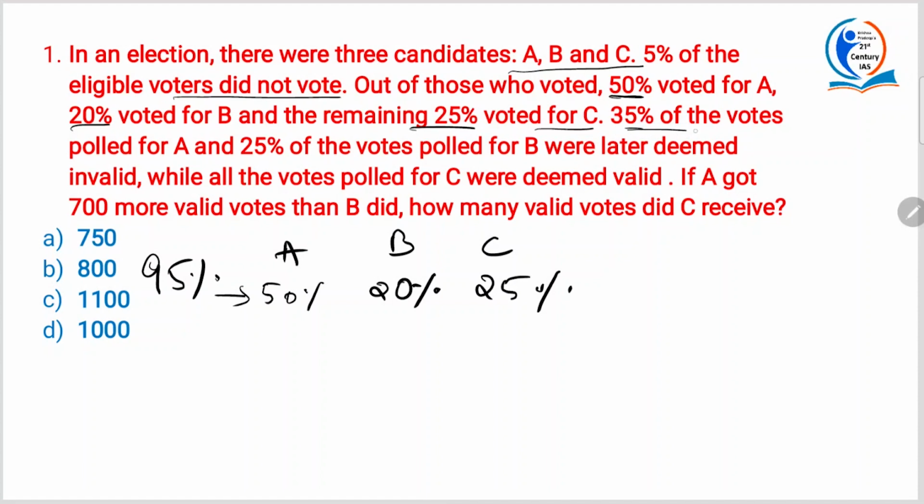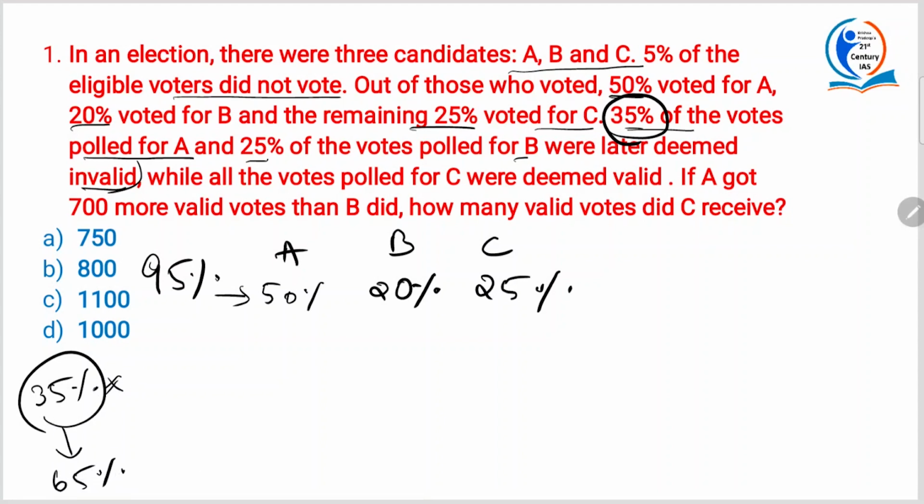Now, 35% of the votes polled for A and 25% of the votes polled for B were later deemed invalid. So 35% votes polled for A are invalid. Which means, what is the percentage of valid votes? 35% of the votes cast for A were invalid, which means only 65% of the votes polled for A were deemed valid. Because 100 minus 35 is 65, right? So valid votes is 65%.